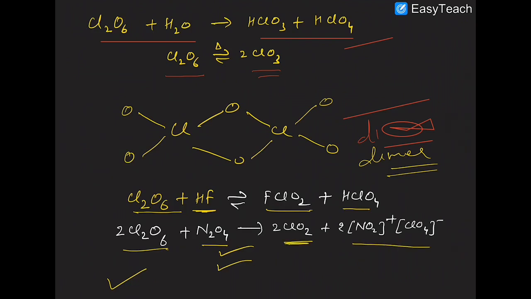ClO2 and an ionic compound, that is NO2+ ClO4-. So it is a perchlorate salt and dioxide of chlorine. Both are being obtained from Cl2O6.